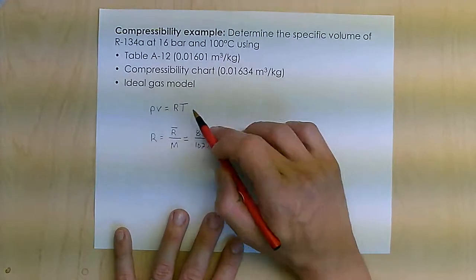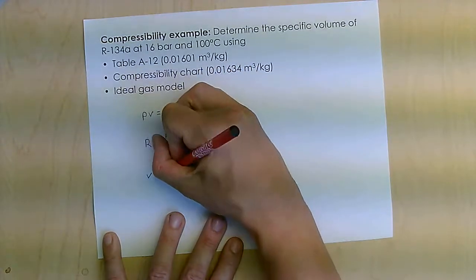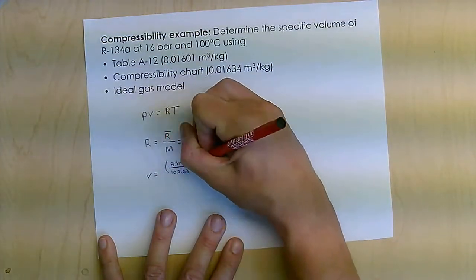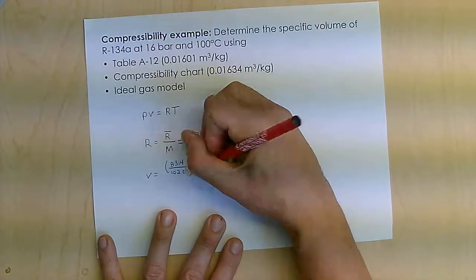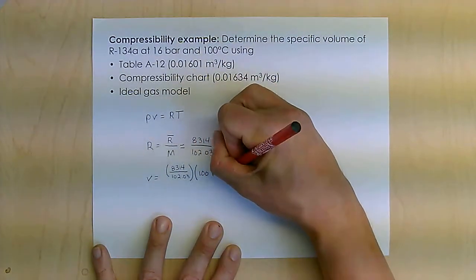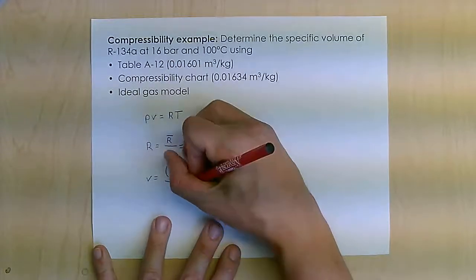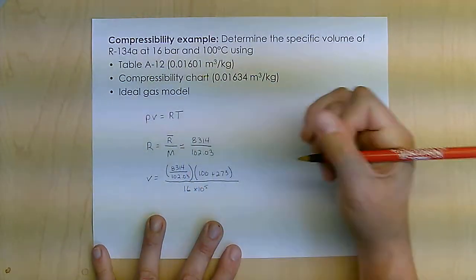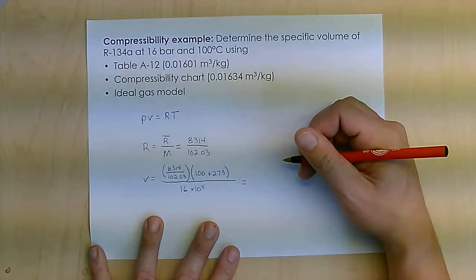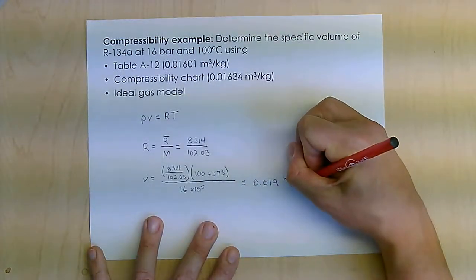From that, I plug it in up here to find my volume, right? So my volume is going to be that R, which I just calculated, 8314 over 102.03, times the temperature, which is 100 degrees Celsius, but I need to convert that to Kelvin, so I add the 273, and I'm going to divide that by my pressure, which is 16 bars, so 16 times 10 to the fifth. So everything's in its base units. I can plug this in, and I find the volume of 0.019 cubic meters per kilogram.